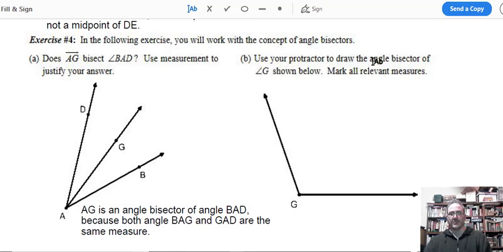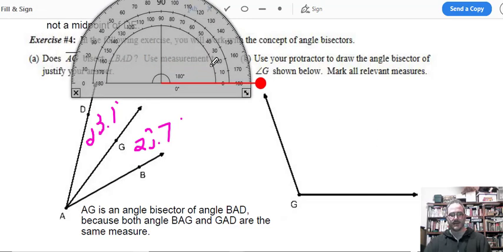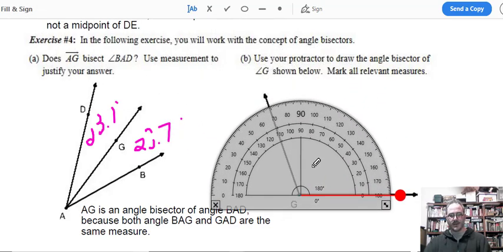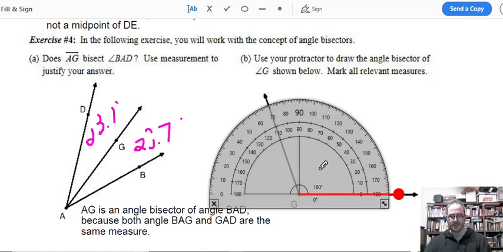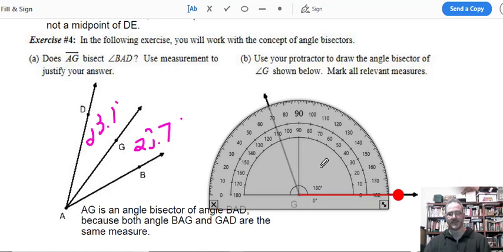B, use your protractor to draw an angle bisector of G shown below. So we need to use our protractor to create an angle bisector. Let's do that. Bring that protractor back. There's our handy protractor. We'll lay that right down where this point here is on the vertex of my angle. And there, I'm being too persnickety. I don't need to be that precise. All right, now I'm going to measure my angle.